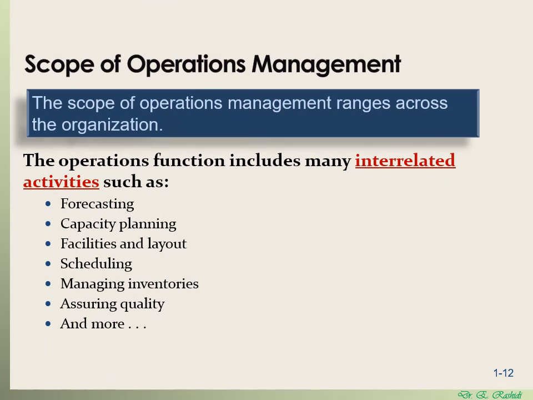Scope of operations management. The scope of operations management ranges across the whole organization. The operations function includes different activities that are interrelated, such as forecasting, capacity planning, facility layout, scheduling, managing inventory, project management, quality control and assurance, and many more. In this course, we're going to talk about some of these interrelated activities.